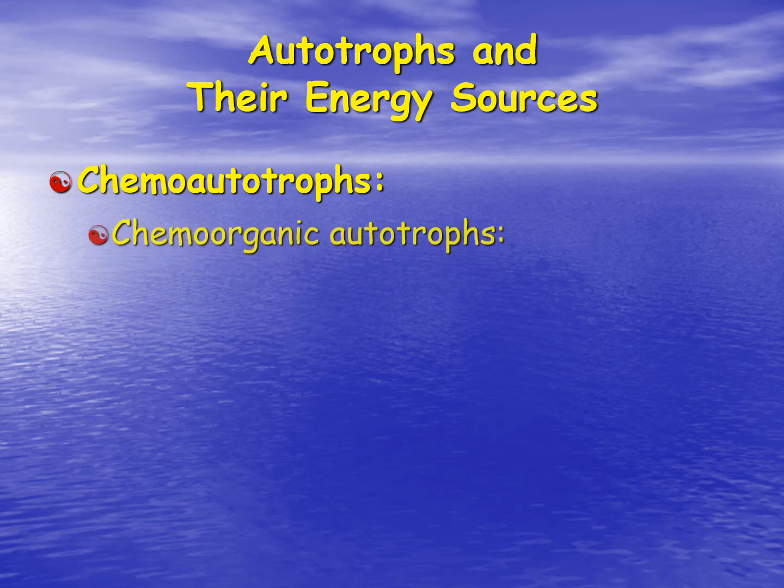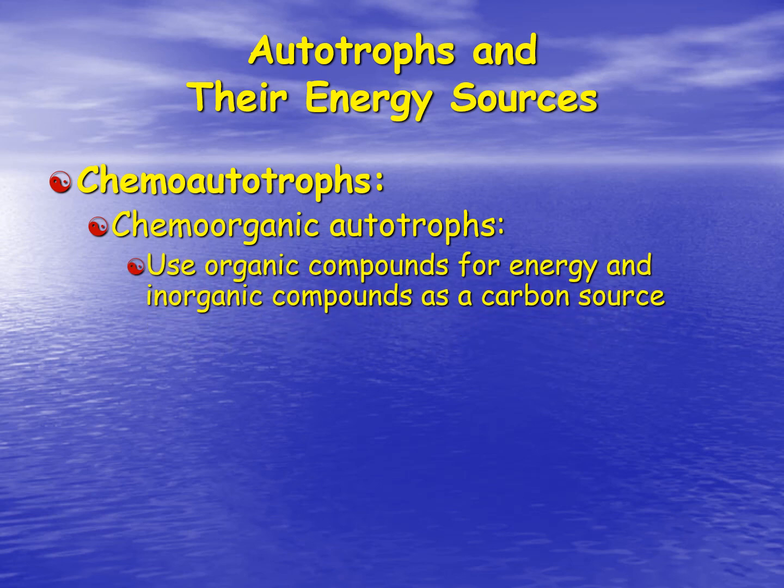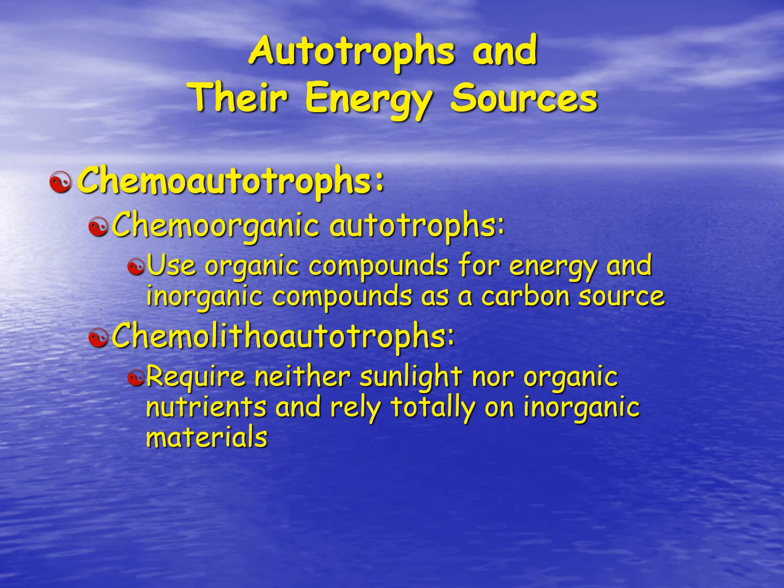Chemoautotrophs, chemoorganic autotrophs, get their carbon from CO2, but they use some sort of inorganic or organic source of energy. Most of them do use organic compounds for energy and an inorganic compound as a carbon source. Chemolithoautotrophs require neither sunlight nor organic nutrients and rely completely on inorganic materials to make their energy.